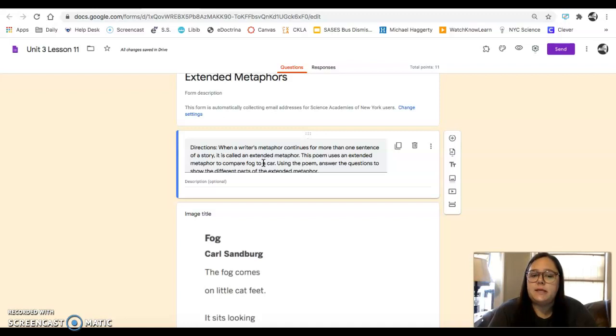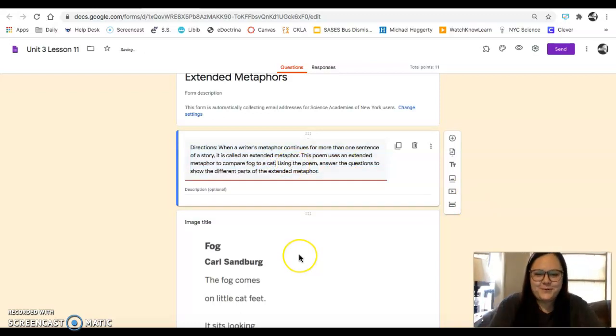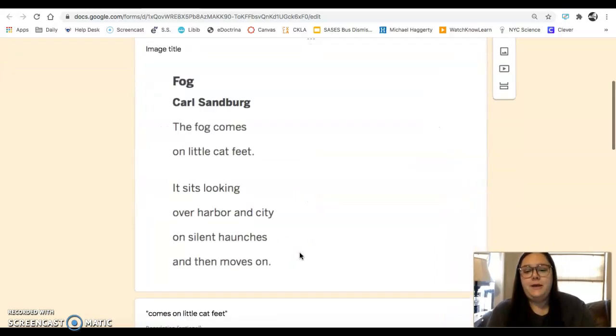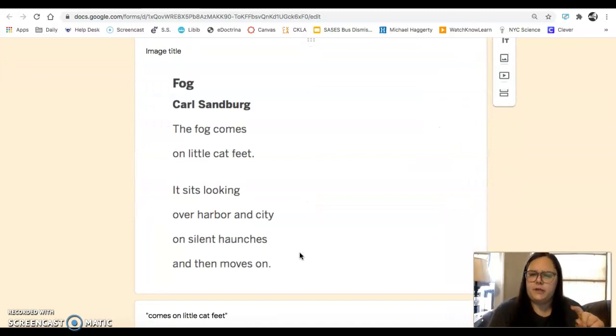This poem uses an extended metaphor to compare fog to a cat. That should say cat. Using the poem, answer the questions to show the different parts of the extended metaphor. So this is a super short poem, so I'm going to read it twice for you. And as I read it, I want you to think about what two things are being compared.